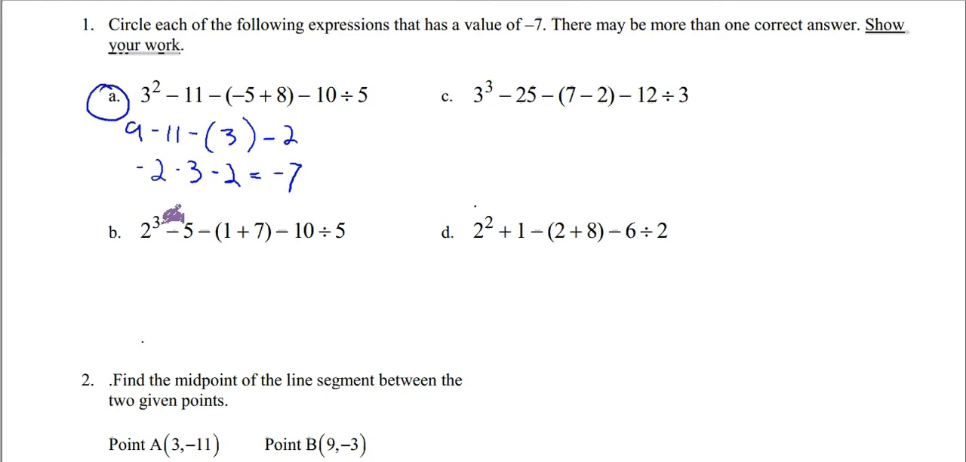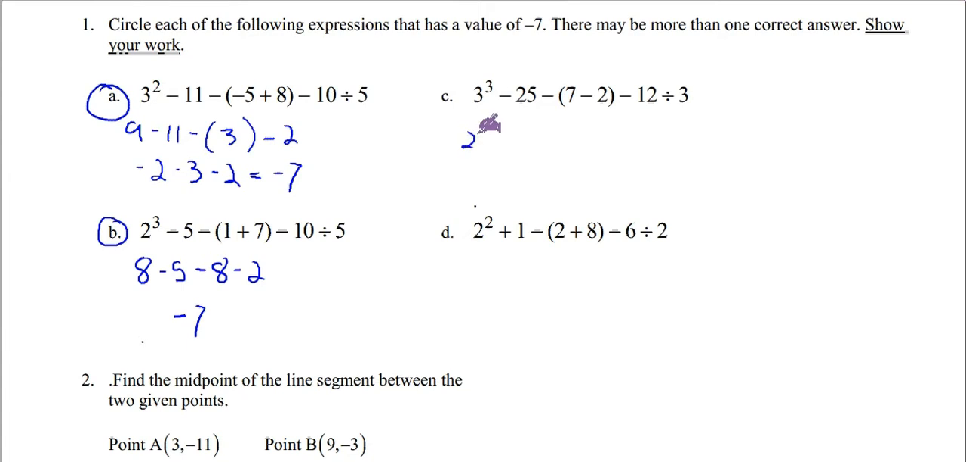B, 2 to the third is 8, minus 5, minus what's in the parentheses, 7 plus 1 is 8. Negative 10 divided by 5 again is negative 2. 8 minus 5 is 3, minus 8 is negative 5, right? Like, we could just do 8 minus 8, we'd cancel each other out. And so we'd wind up with negative 5. Negative 5 minus 2 is negative 7, so B also works.